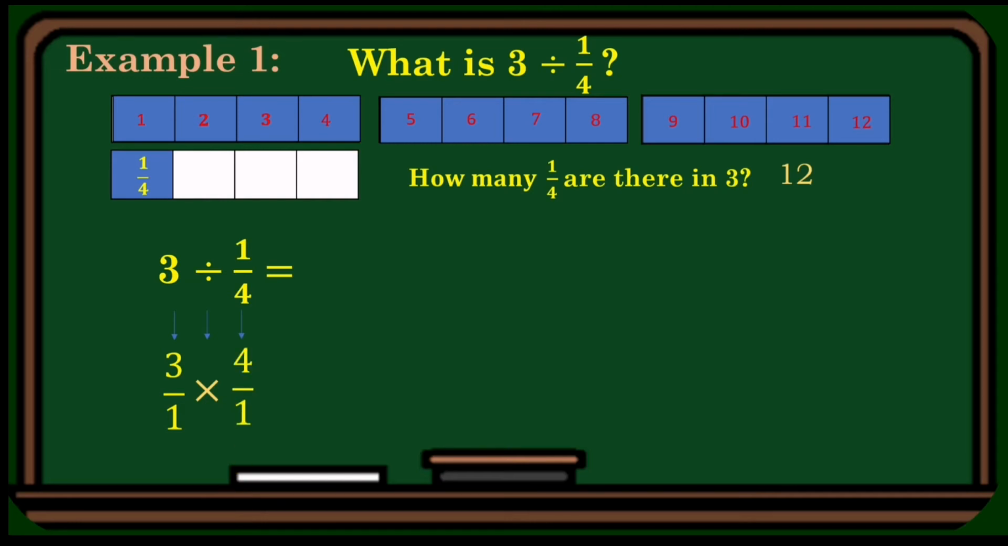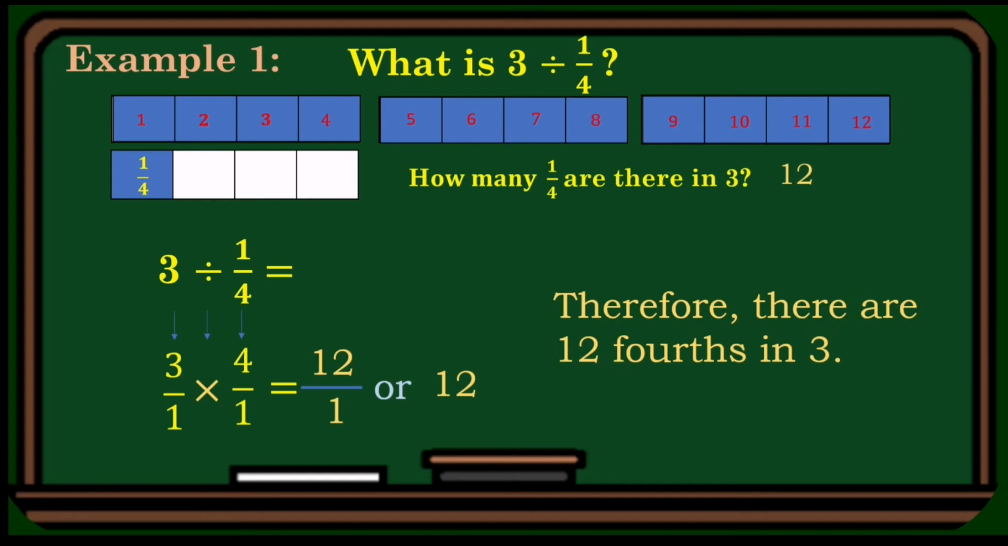And then multiply the fractions. 3 times 4 equals 12. And 1 times 1 equals 1. 12 over 1 is equal to 12. Therefore, there are 12/4 in 3.